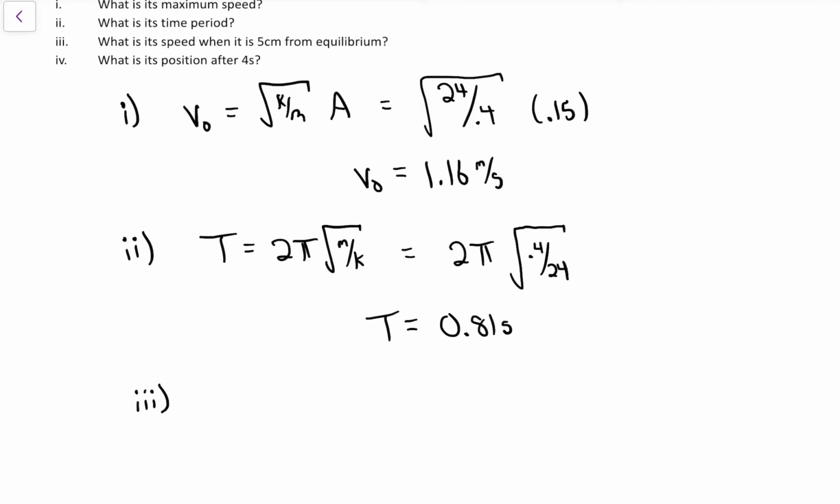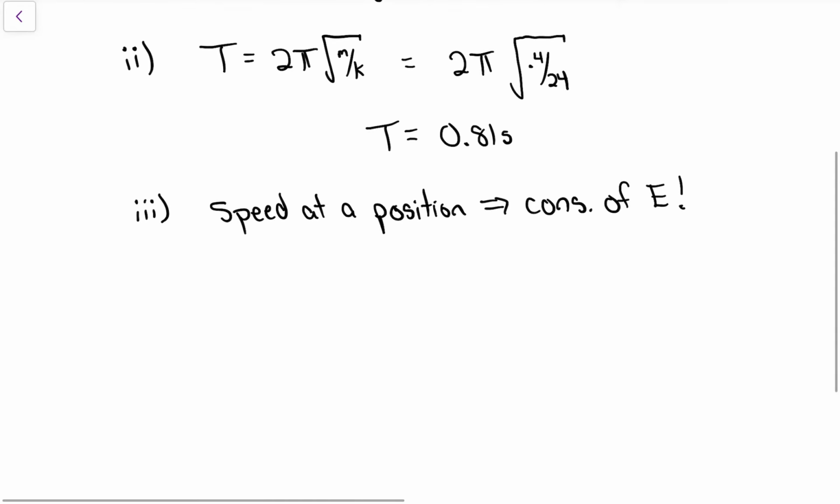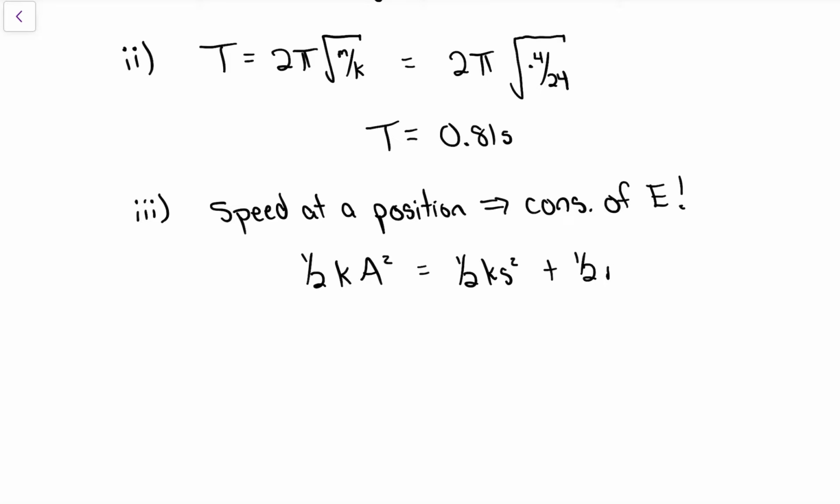The third one is where people sometimes run into trouble. If I ask for a speed at a position, it'd be ugly to use those trig equations. You could, but you'd have to do it twice. A better method is to use conservation of energy. When something wobbles back and forth, we know that all the joules are spring potential when it's at amplitude. And when it's at the equilibrium, all the joules are kinetic. When we're somewhere in the middle, it's got a little bit of each. It's got some spring potential and some kinetic. The halves are going to cancel.